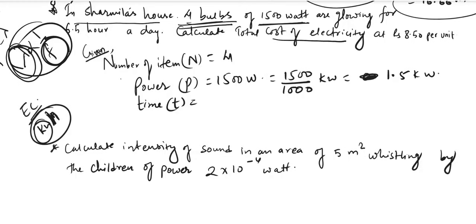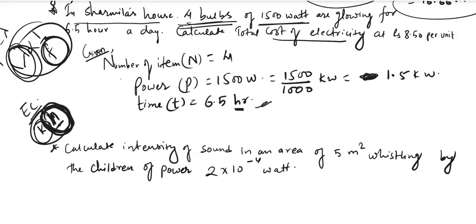Now time is also given. Time T is equal to 6.5 hour. As we already know, EC, electricity consumption, will come in kilowatt hour. So we have to change time into hour. If it is already in hour, no need to change, keep it as it is.